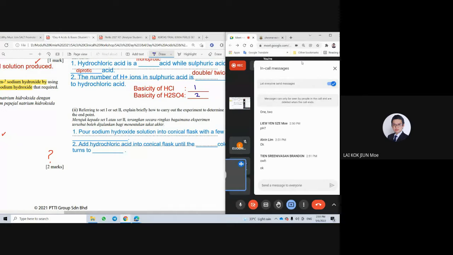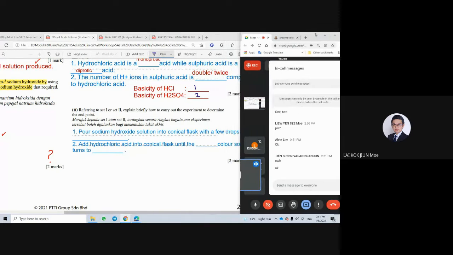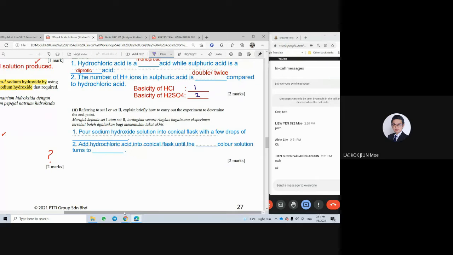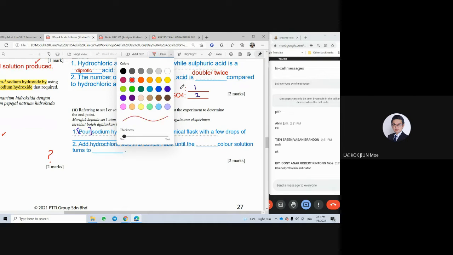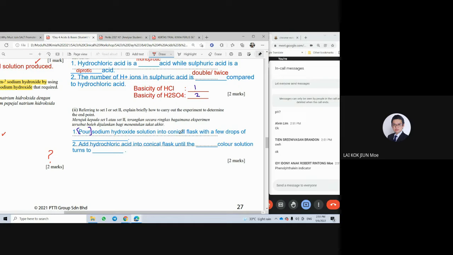So the last question: explain how to determine the endpoint. How are you going to determine it? You will pour sodium hydroxide. Yes, you pour it, and then in the conical flask, with a few drops of what? Yes, phenolphthalein, very important. It's a very good indicator. So what is the color change?